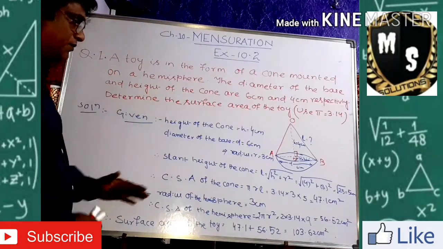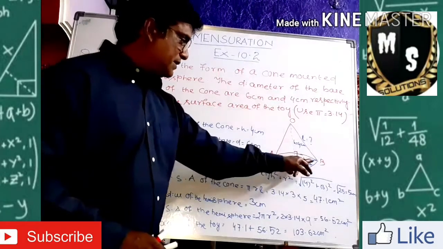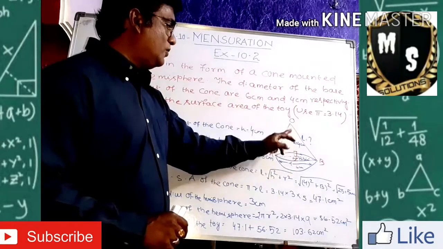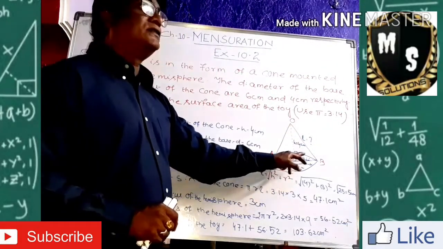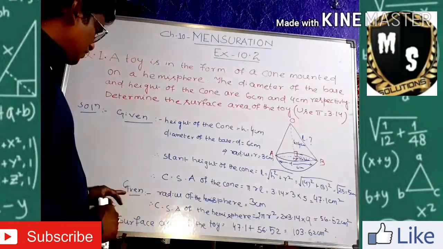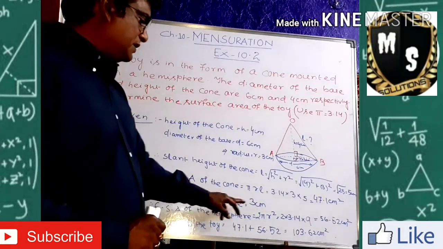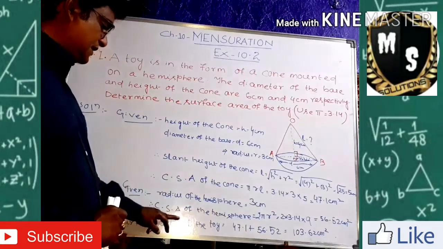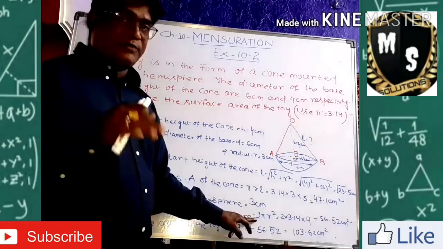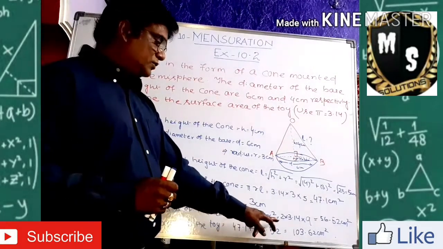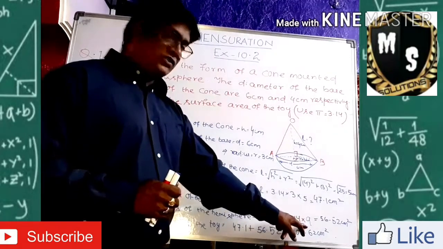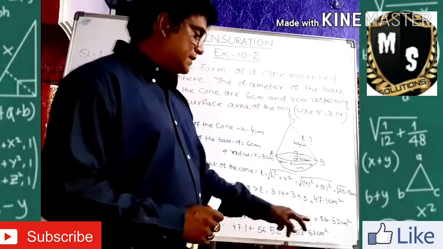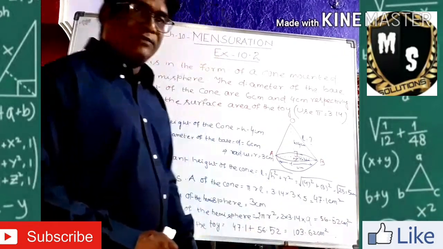Then what is given for the hemisphere? For the hemisphere, the radius is given. R equal to 3 centimeter. Both are common. This radius is common for the cone and the hemisphere also. So the radius of the hemisphere is 3 centimeter. R is given, so you have to find the CSA of the hemisphere. The CSA formula for a hemisphere is 2 pi R square. So just put the formula: 2 into pi into R square. R square is 3 square, 9. So 9 twos are 18 into 3.14. It is giving you 56.52 square centimeter.